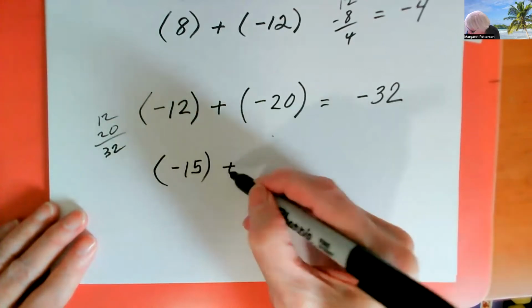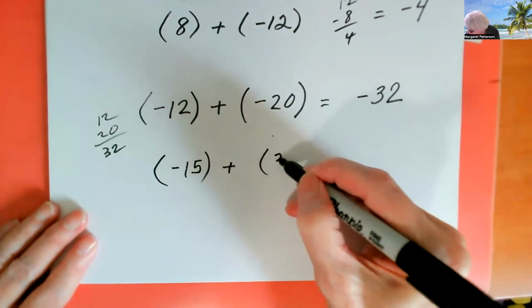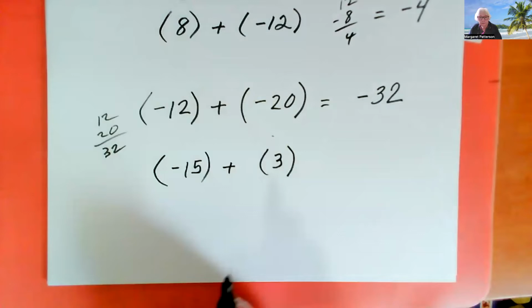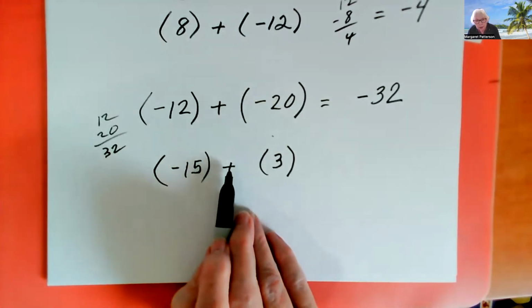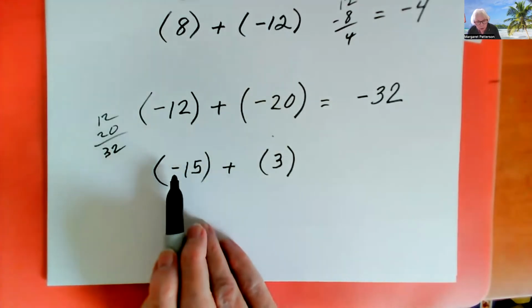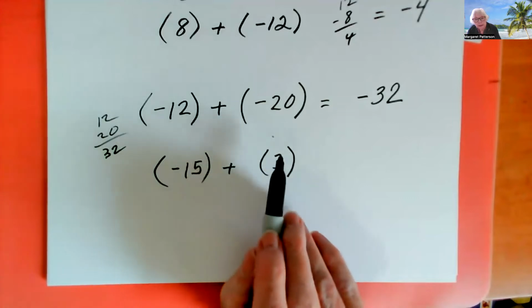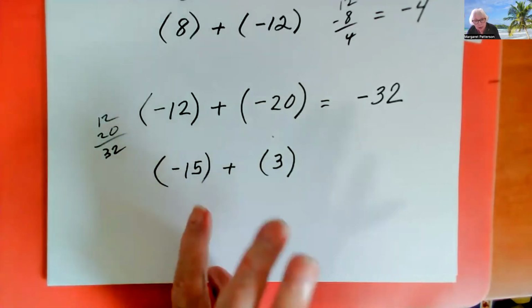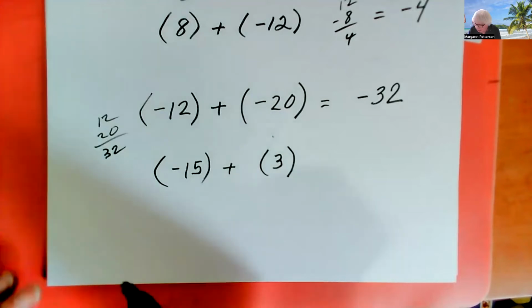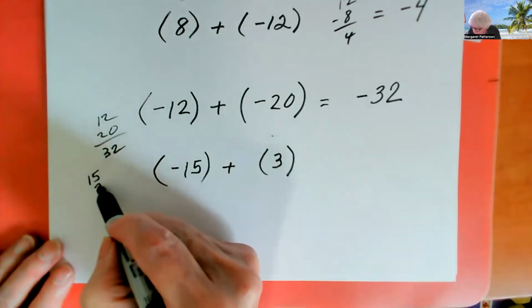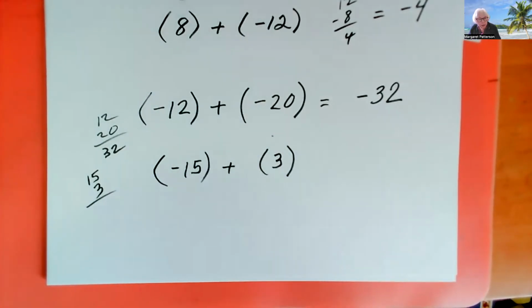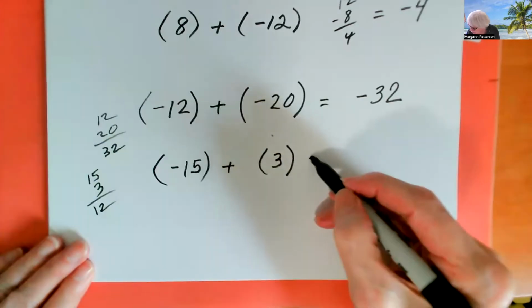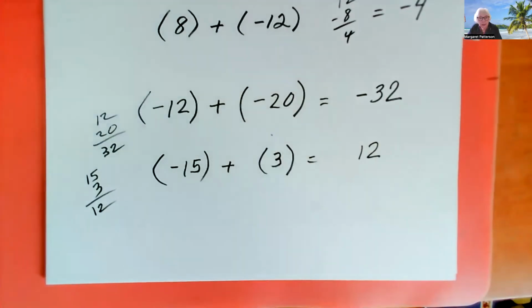Negative 15 plus 3. This is clearly addition. Starting with a negative 15, adding to it a positive 3. The signs are opposite, one positive, one negative. So you end up subtracting the 2 to see where you end up. And so we end up with a 12. But the real question is, is it a positive 12 or is it a negative 12?